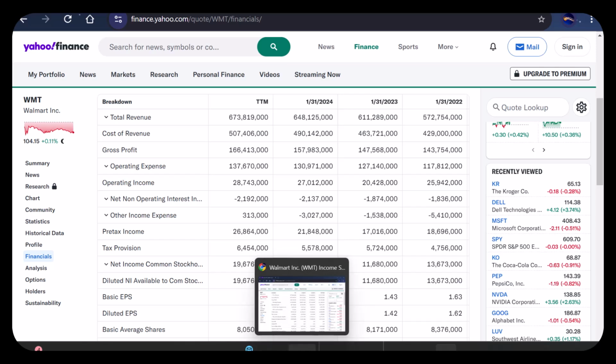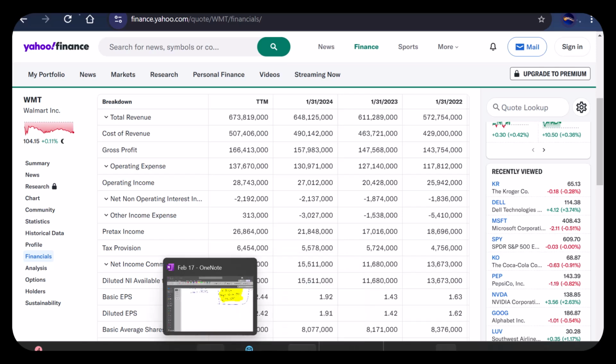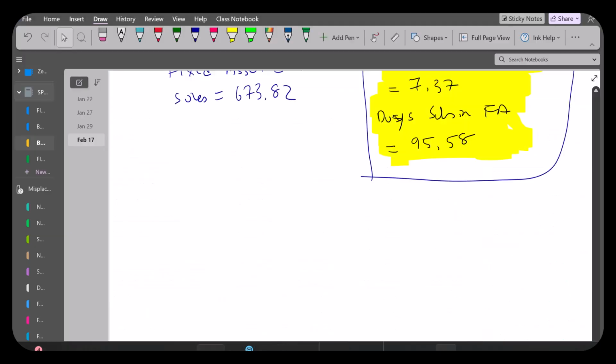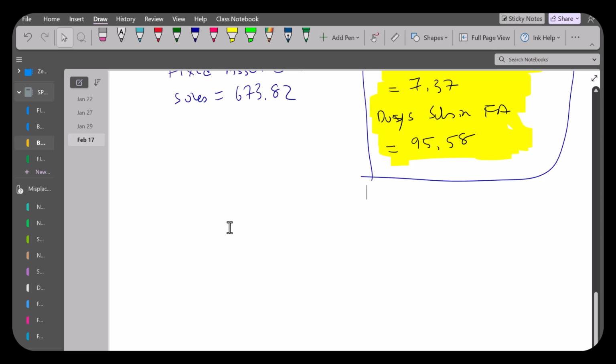Now we did the baby DuPont, let's do the Papa DuPont, okay? Nobody calls that Papa DuPont, I do.